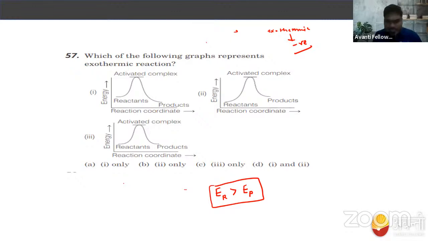So in which of the following graphs do we have the energy of the reactant greater than the energy of the product? If you look at the third graph, the reactant energy and the product energy are almost the same. In the second graph also their energy remains almost the same, or we can say that the product energy is much more as compared to the reactant, right? The product has some more energy as compared to the reactant.